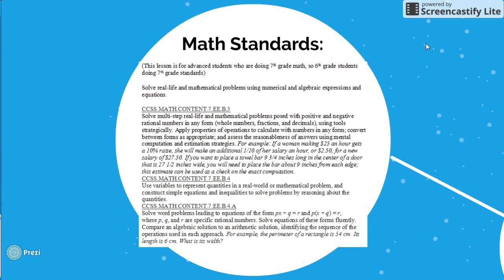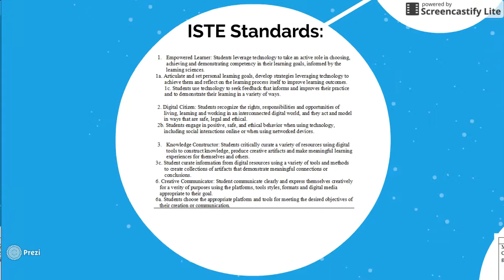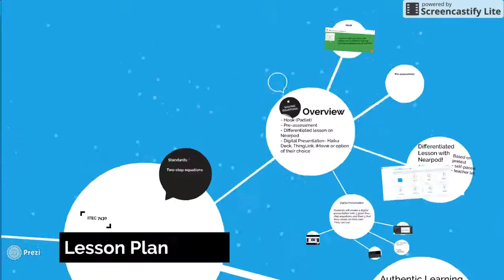They have already done one-step equations, and now they'll be doing two-step, and including how to manipulate and use them in word problems and different things like that in later lessons. For this lesson, we'll be focusing on just solving the two-step equations and using integer operations. For the ISTE standards, that'll be included: empowering learner, digital citizen, constructing, and communicating creatively.